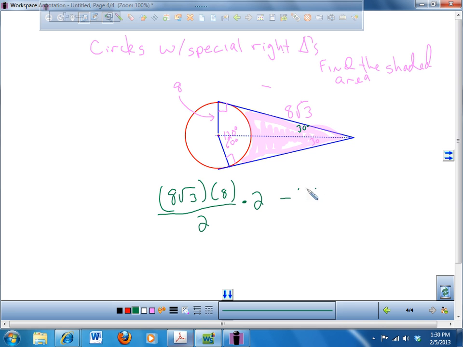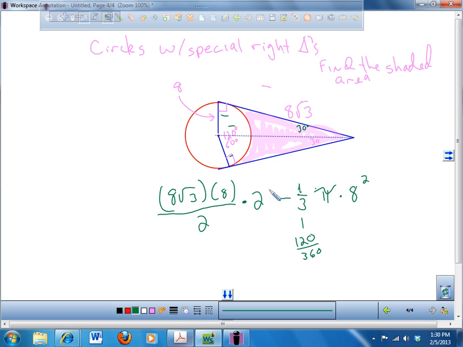Minus the area of the sector, which is, I have 120 degrees, so 1/3 of pi times 8 squared. Do you guys see where I got that from? 1/3 is 120, because 120 out of 360 is a third of the circle. It's n over 360 times pi r squared. If I subtract this sector from these two triangles, I will have the shaded area.